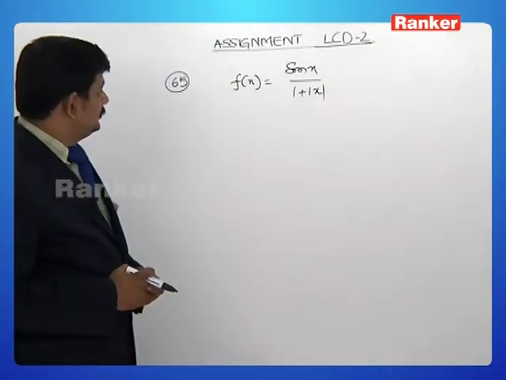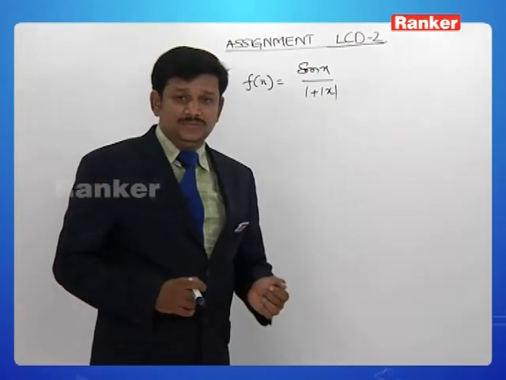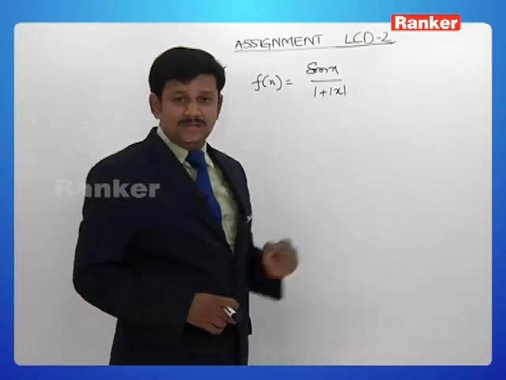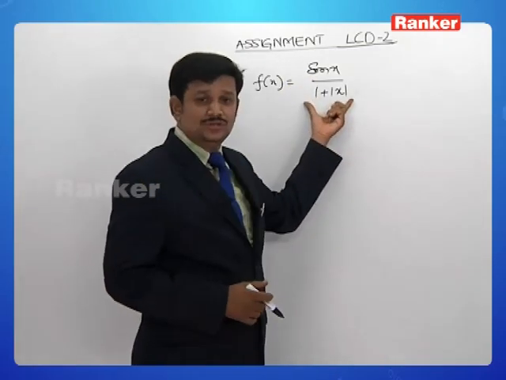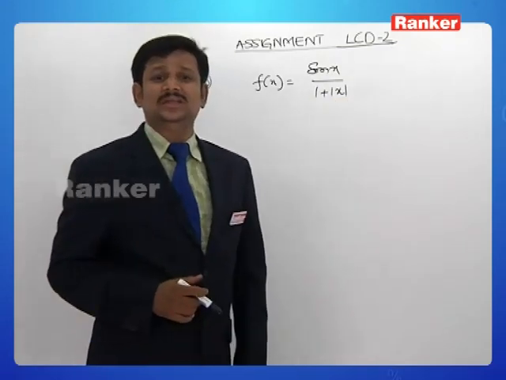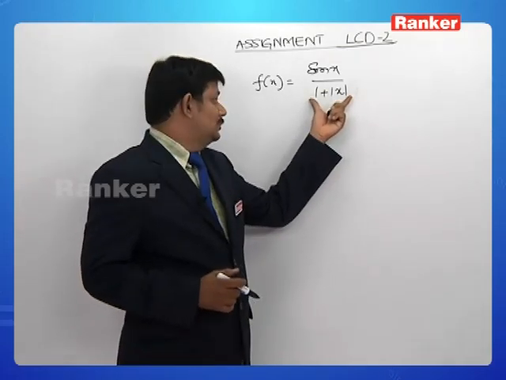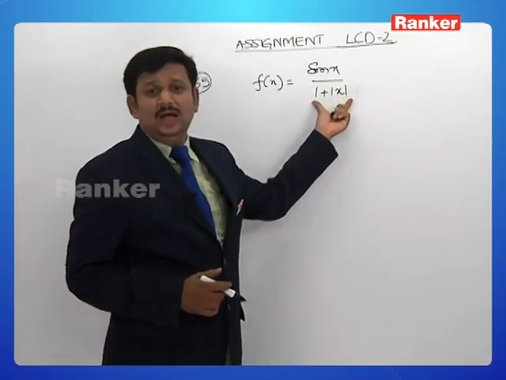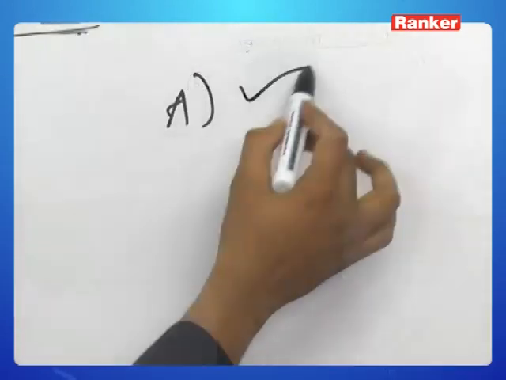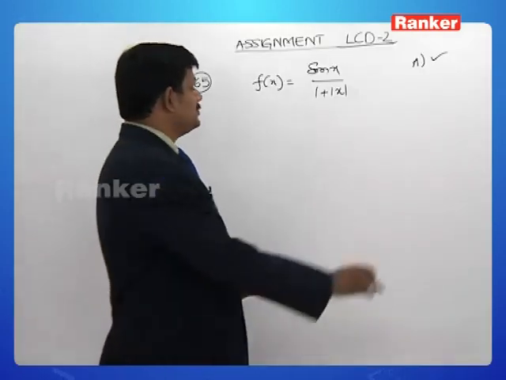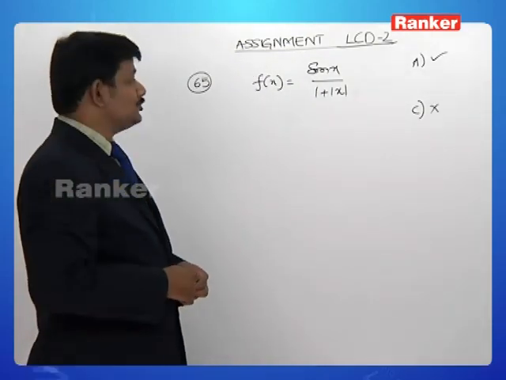Now observe, sin x is a continuous function, mod x is a continuous function, mod x plus 1 is continuous. So ratio of two continuous functions is continuous provided denominator is non-zero, and 1 plus mod x can never be 0. So this function is continuous on R. So option A is true and option C can't be true. Option C says discontinuous at x equal to 0 and 1, which is not true.